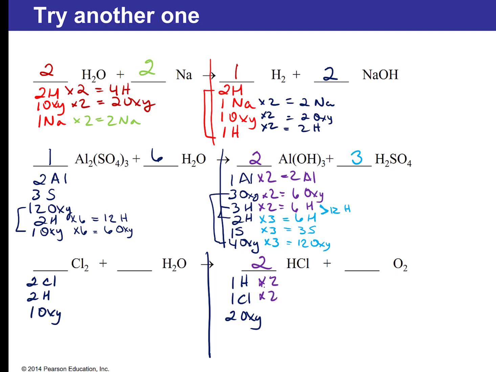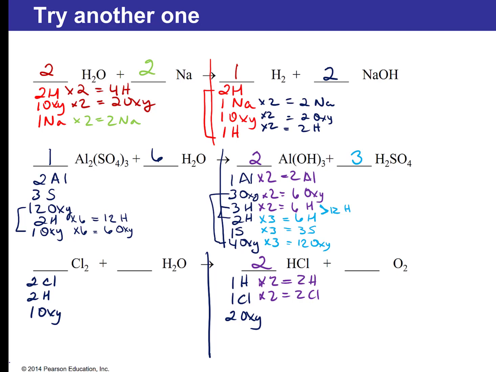So I try to do it with colors because I think it's a little easier to see and follow. 2 H's and 2 Cl's. Go back. Okay, so what did that do? So my hydrogens are good. Now my chlorines. Hooray, the chlorines are balanced. So by balancing my hydrogens, I balanced my chlorines. So now all I got to do is balance my oxygens.